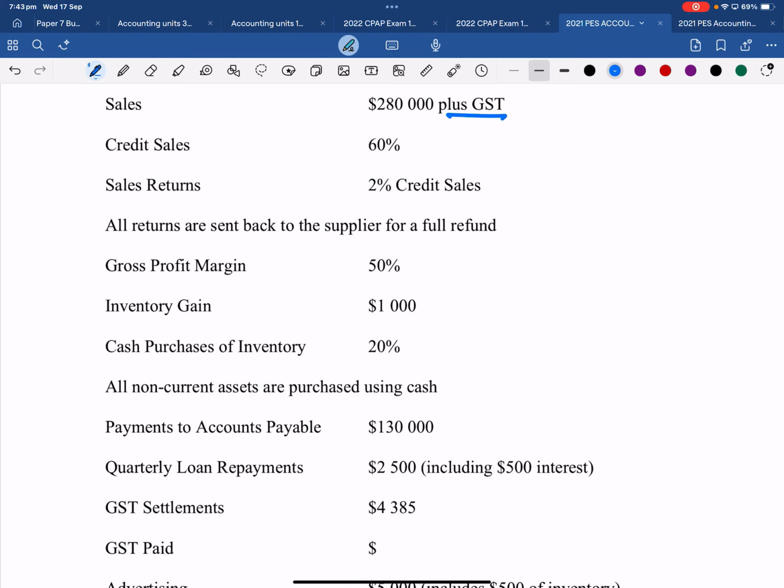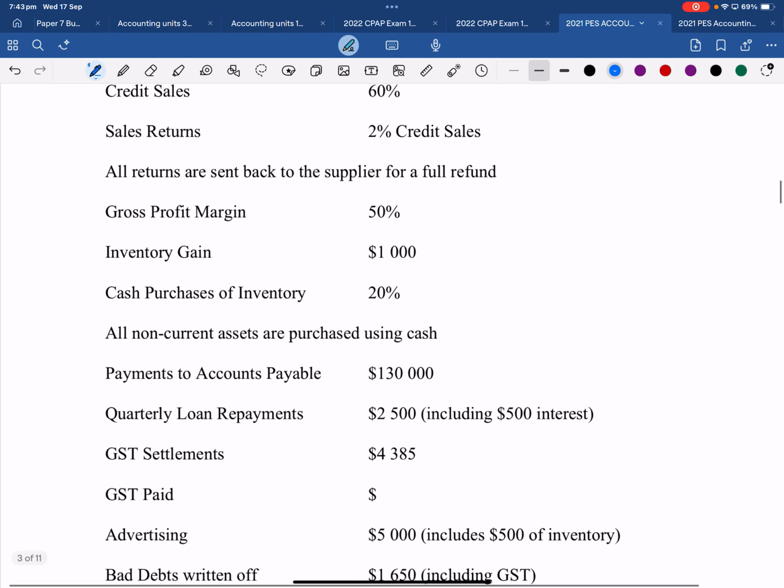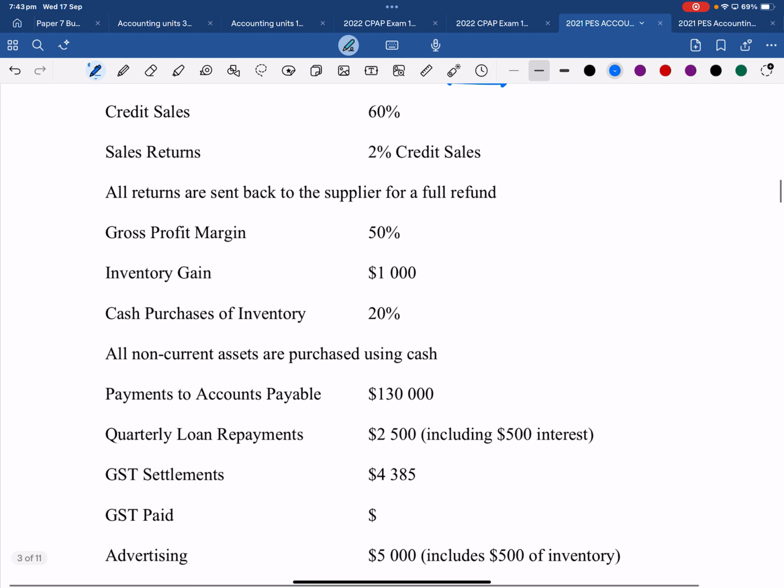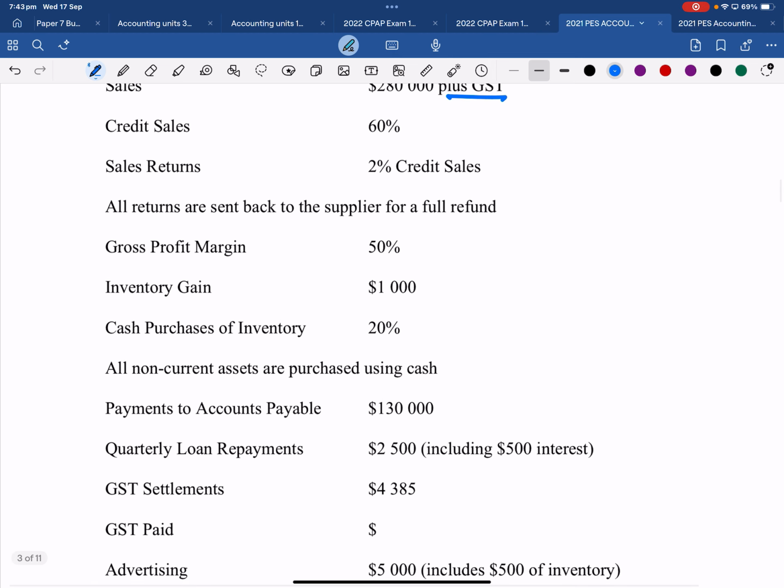Next one, they are saying all returns are sent back to the supplier for a full refund. So whatever has been returned, we are sending it back for a full refund. This is really interesting. Gross profit margin is 50%. Yes, they haven't given us the markup. And what shall we do? Gross profit margin is 50%.